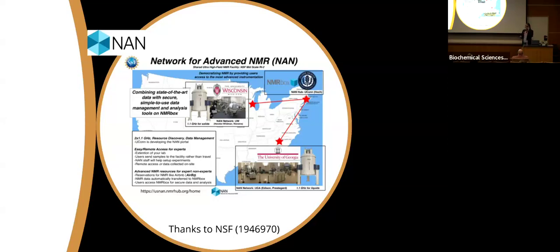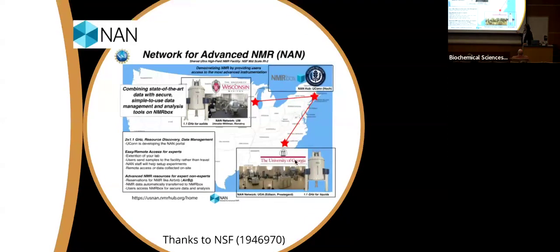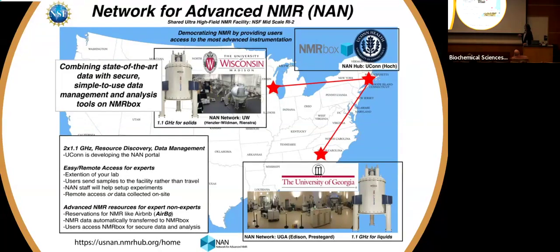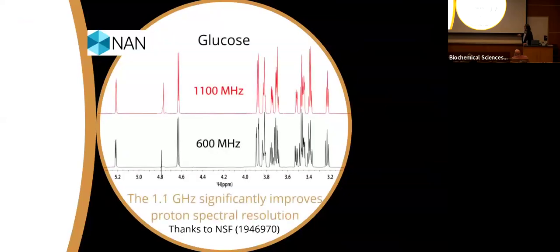We have all sorts of other infrastructure. The biggest one is that all of the data from every instrument in our facility gets transmitted directly to UConn and stored in a server and then is made publicly available. So data management is really a lot easier because of NAN. And now I want to just take that opportunity to talk about the resolution that we're getting.